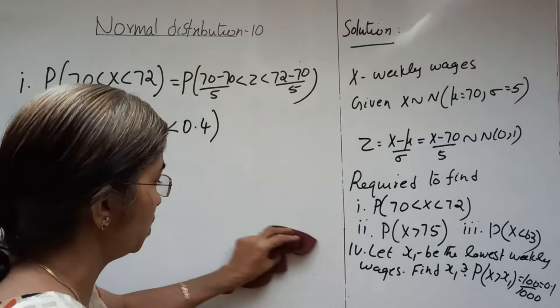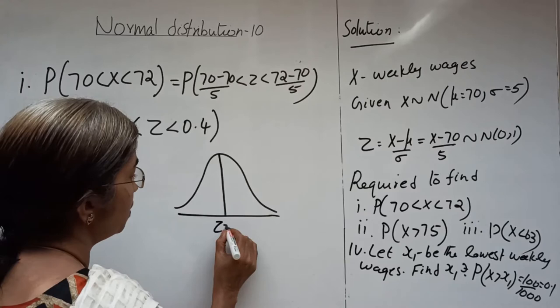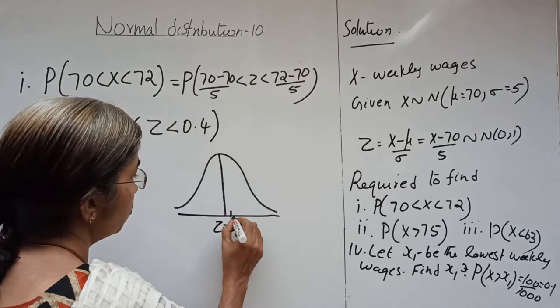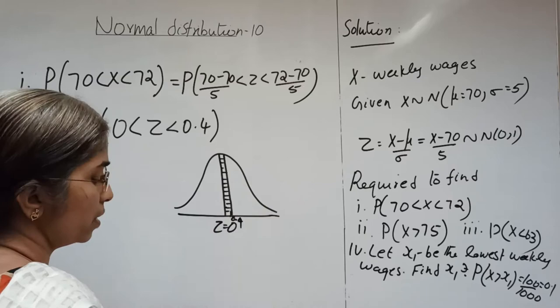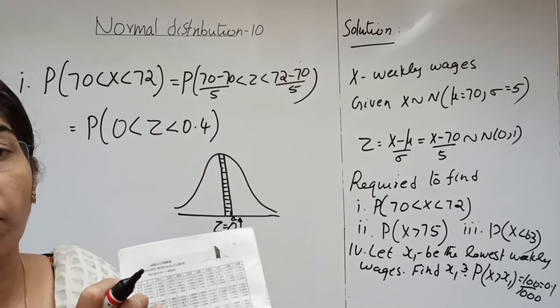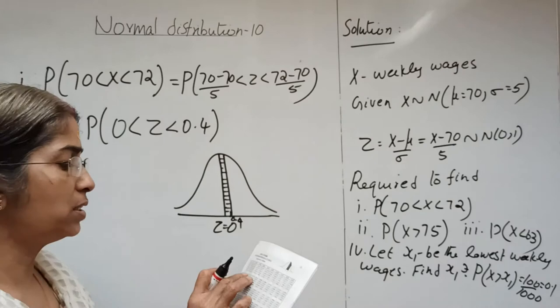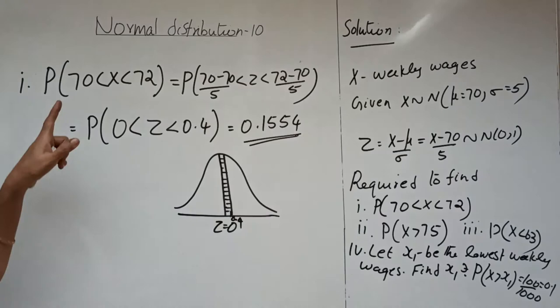So we represent the area on the graph. The standard normal is symmetric at z equal to 0, and here it is 0.4. This is the required area, which we can directly obtain from the tables. It is the value corresponding to the 0.4 row and 0 column, and hence it is equal to 0.1554. This is the probability between 70 less than x less than 72.